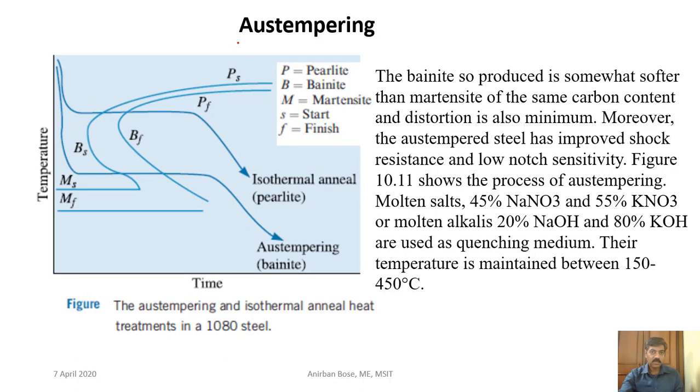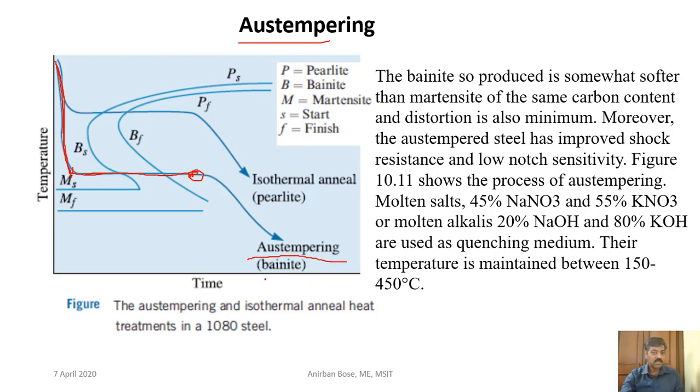Another special kind of heat treatment process is austempering, where basically bainitic transformation is done. Initially it is quenched very fast, and then kept for a long time before martensitic start, allowing the bainitic transformation. In this way bainite can be transformed in the case of plain carbon steel. This particular process is called austempering.